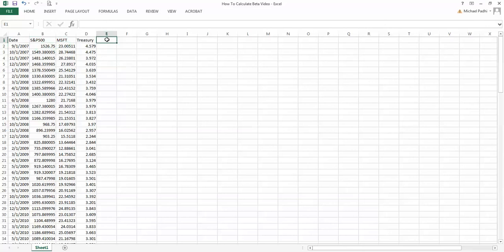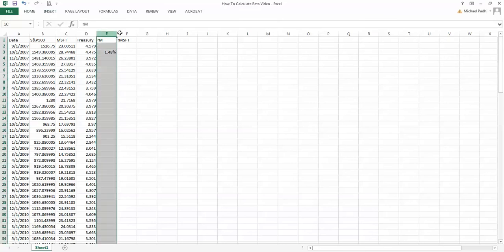To calculate the returns in the S&P 500 and Microsoft, which I'll label return M for return on the market, and then R MSFT for return on Microsoft, we will calculate the change in the values over the earlier value, which can easily be calculated by B3 divided by B2 minus 1, or the later divided by the earlier.